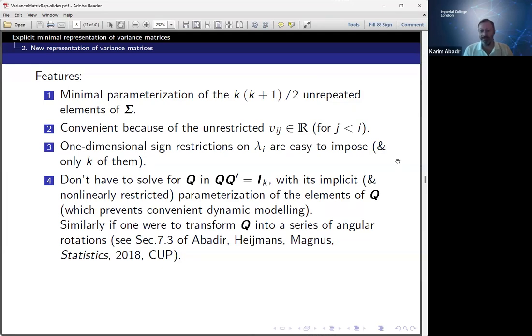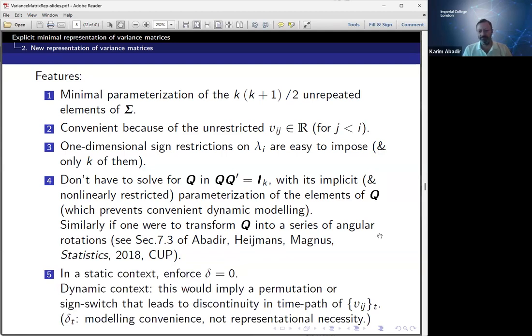There's an alternative specification for orthogonal matrices in terms of a sequence of rotations, and there's a section in my statistics book with Heymans and Magnus on that. It's not going to be very convenient, also because the angles are restricted and so on. So it's really the representation of the previous slide that is the easiest one can find.